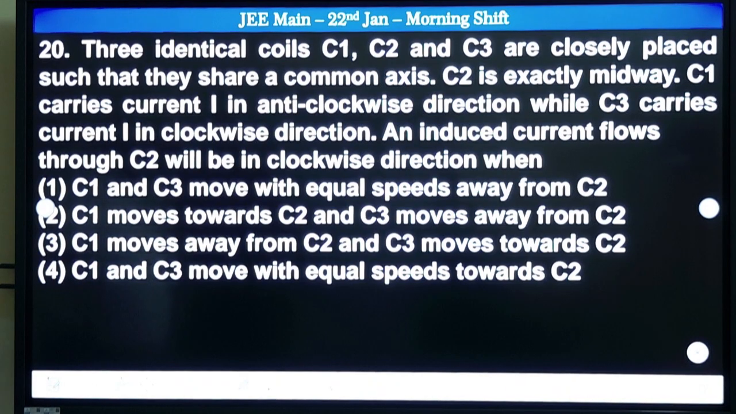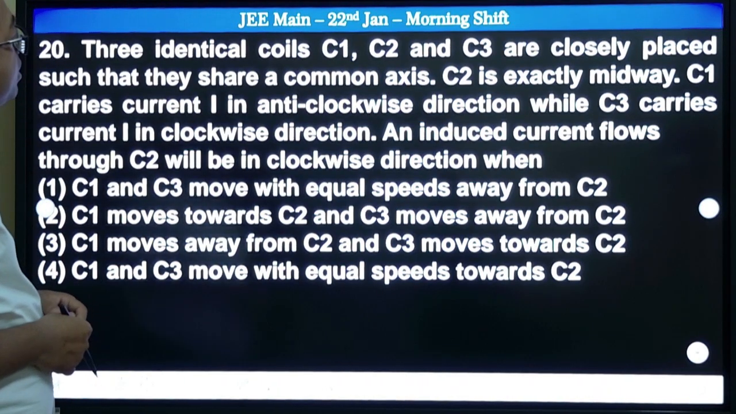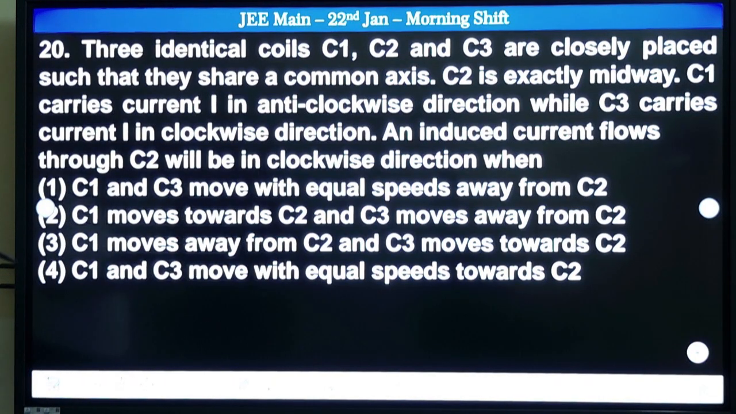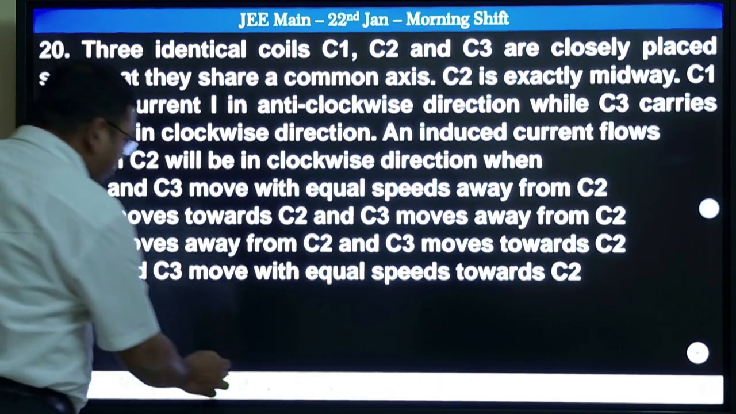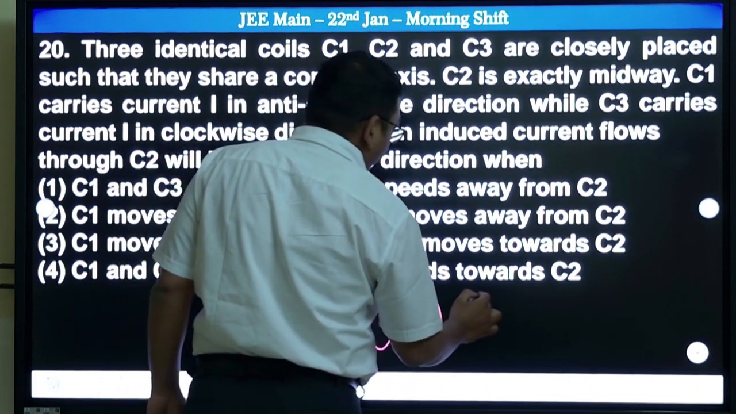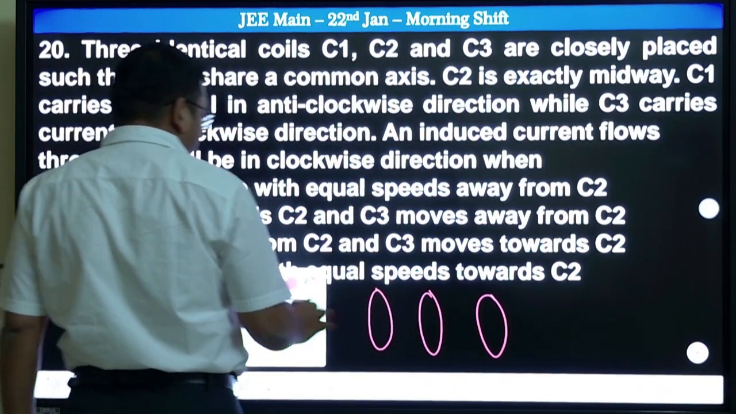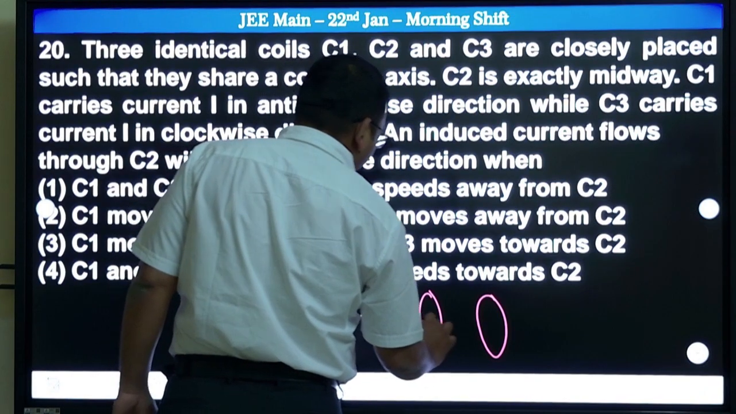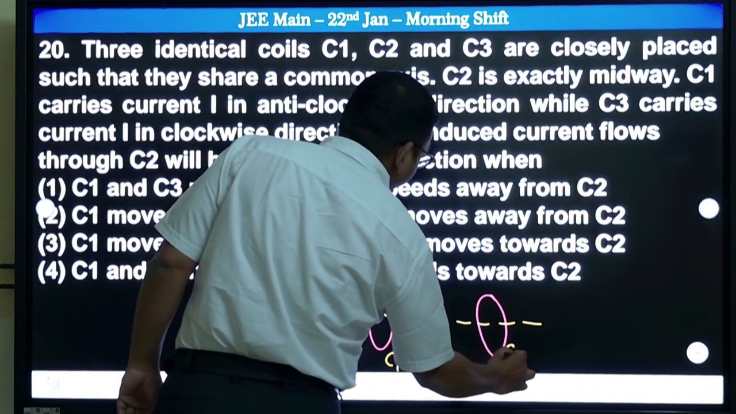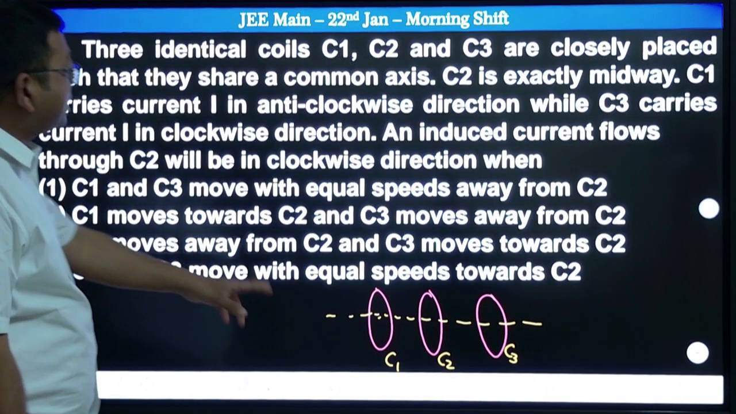Three identical coils C1, C2, C3 are closely placed such that they share a common axis. C2 is exactly in the middle. C1 is having current I in anti-clockwise. C3 is carrying the same amount of current in clockwise. Induced current flowing through C2 will be in clockwise direction when. So see, in this question they are saying that three coils are there, not wires, coils, and they are at equal distances and they have the same axis. So this is C1, let us say this is C2 and this is C3, right? C2 is exactly in between.